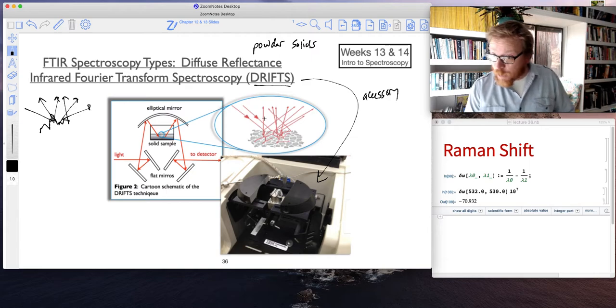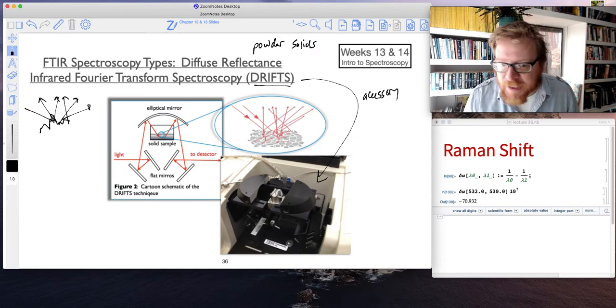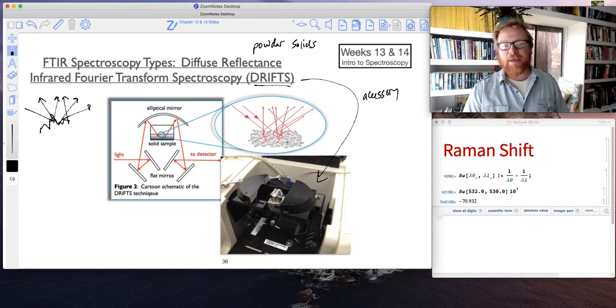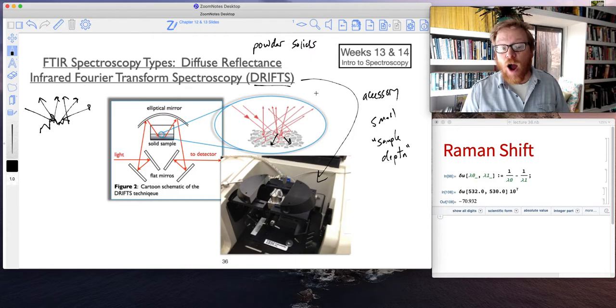And so you can see a powder solid like this, right, will have lots of spaces in between. And so the light gets scattered around in all different directions, including even into the solid. And so because of this, what happens is you have a very small, what's called sample depth. In other words, the IR beams that scatter back off the surface and eventually make it to the detector.